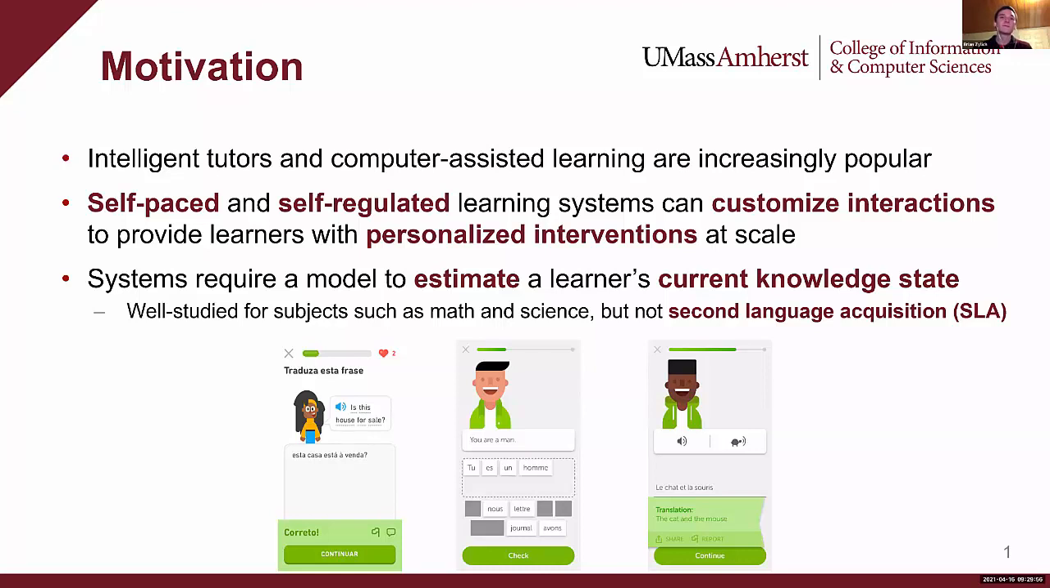This student modeling problem is well studied for subjects such as math and science, but not as much for second language acquisition, which is the process of learning another language. So that's the focus of our research, the second language acquisition problem. Specifically, we're looking at the Duolingo system. Some examples of tasks that learners complete in Duolingo are shown on the screen. These include translation exercises and listening exercises, for example.